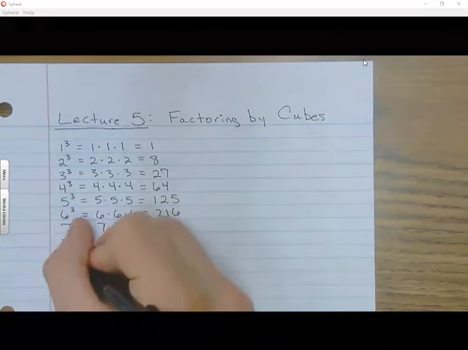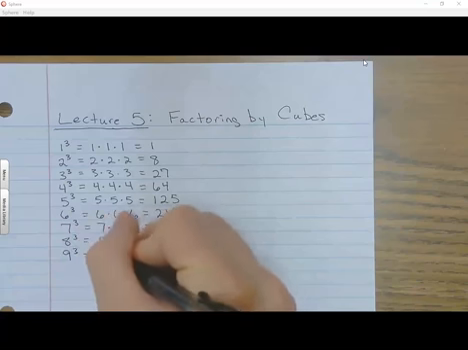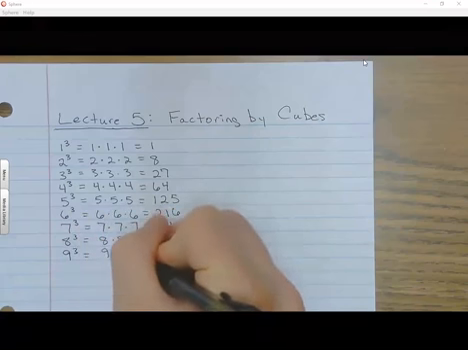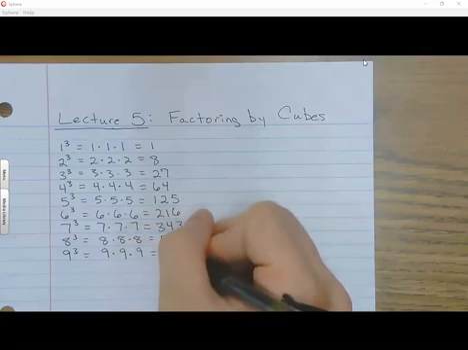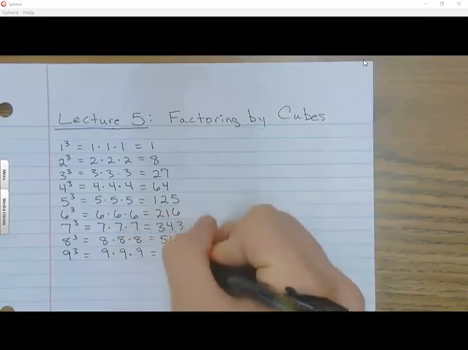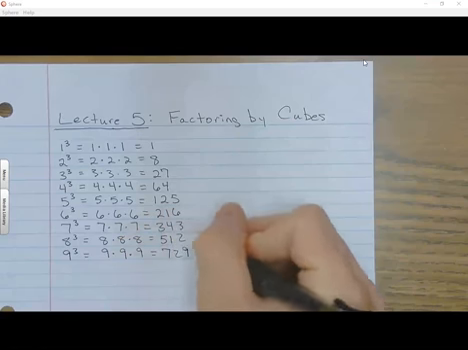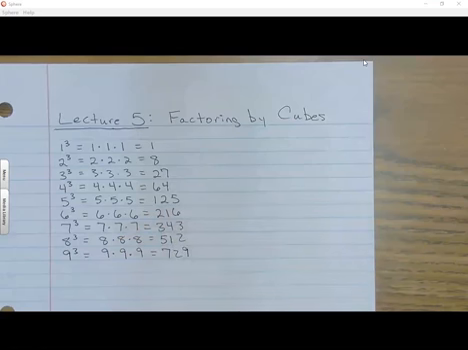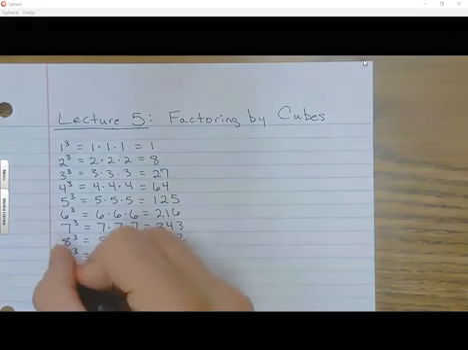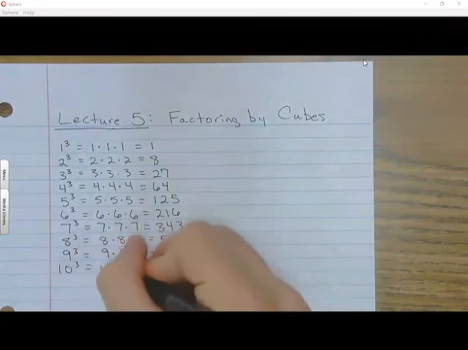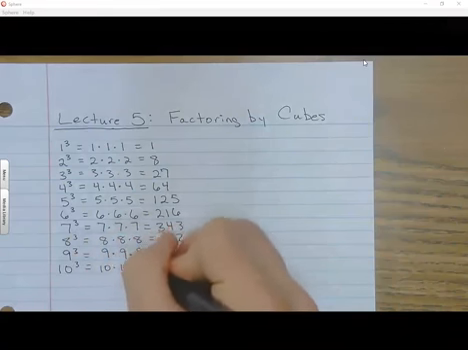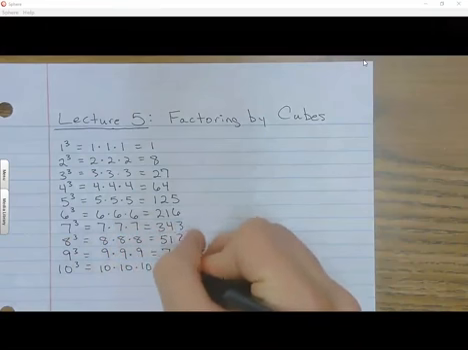9 cubed, that is 9 times 9 times 9, and that will give me 729. Yep. And then the last perfect cube that we're going to look at is 10 cubed. This one's pretty easy. You just count up the number of zeros. So this is going to be 1,000.